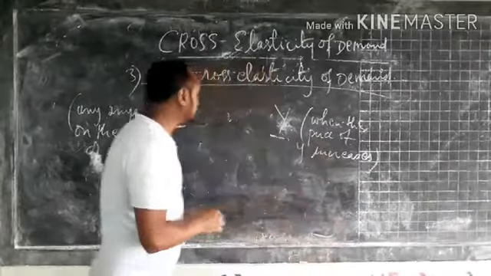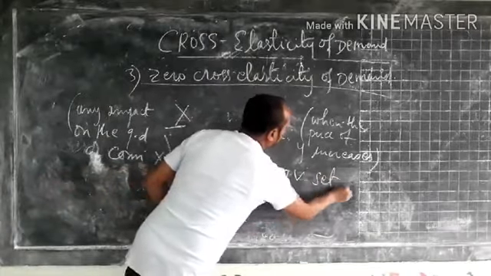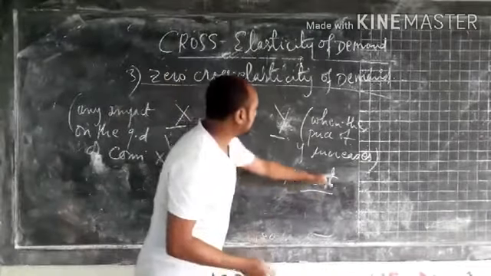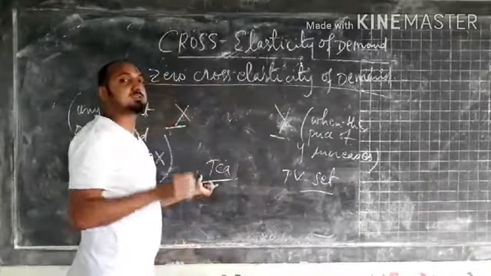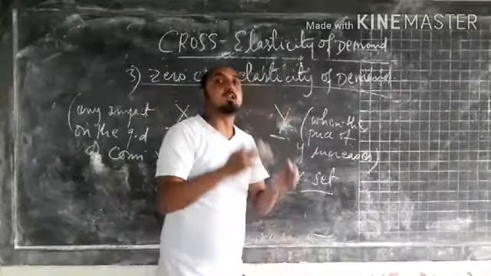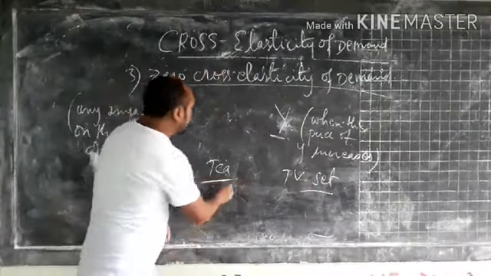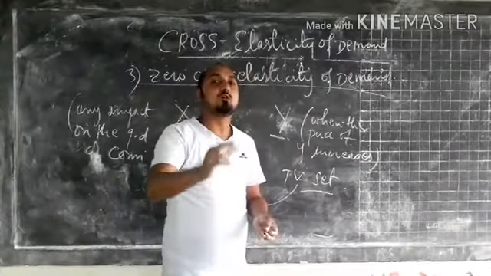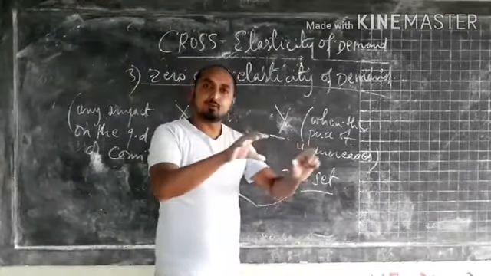I'll give you one example. Suppose tea and TV set. Tea and TV set are two examples where an increase in the price of the TV set does not affect the quantity demanded for tea. Meaning that when the price of television is increasing, it will not have any impact on the quantity demanded for tea. So here tea and TV are neither complementary goods nor substitute goods. They are not related to each other. These two commodities are different from each other.